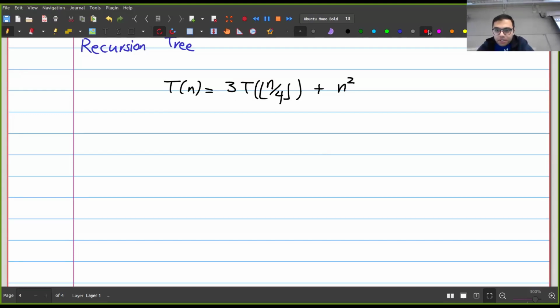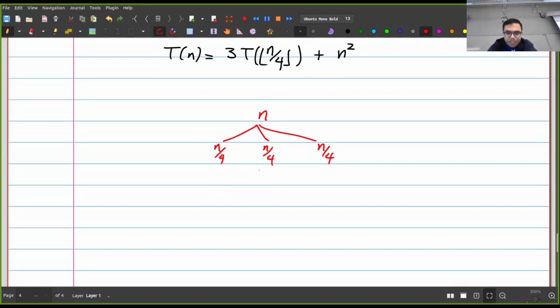Okay. So let's say I show my instance sizes in red. I have an instance of size n. I'm dividing it into 3 instances of size n over 4. And I'm just going to assume that my n is a power of 4 because I don't want to write floors. Again, I'm just using this to find a guess. This is not my proof, so I can be as sloppy as I want. And then these will be divided into 3 instances of size n over 16 each.